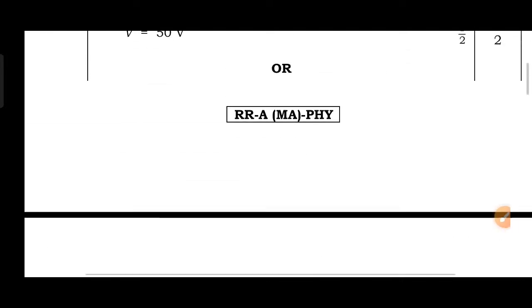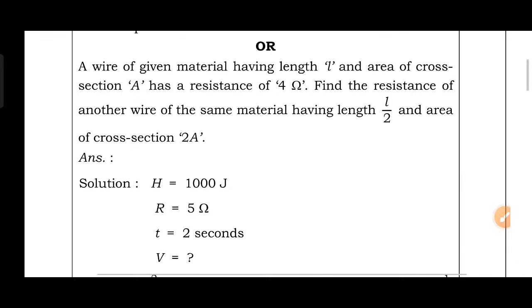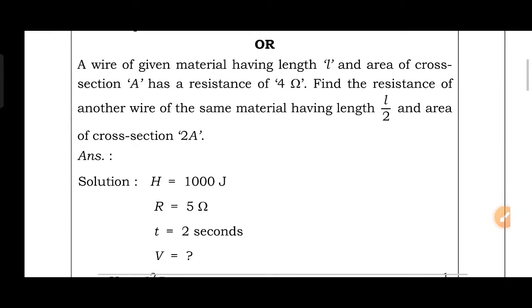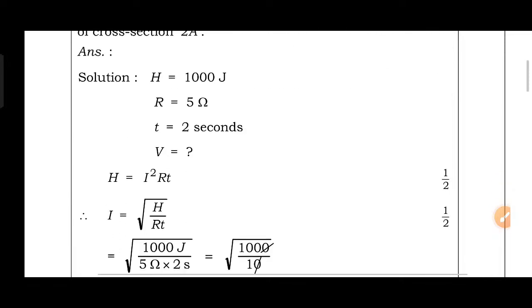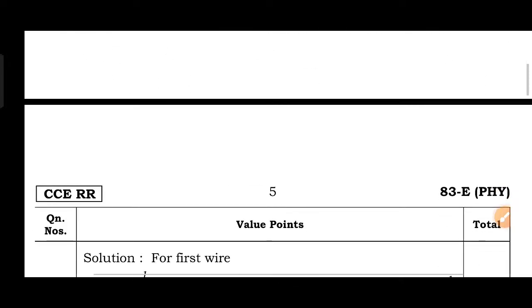Then for this question, another problem type. A wire of a given material having a length L and area of cross section A has a resistance of 4 ohm. Find the resistance of another wire of the same material having a length L by 2 and area of cross section 2A. This problem is given as it is in the textbook. Those who practiced the textbook problems can easily solve this question.